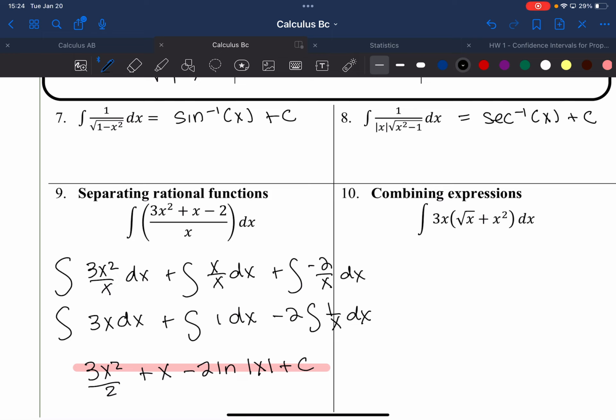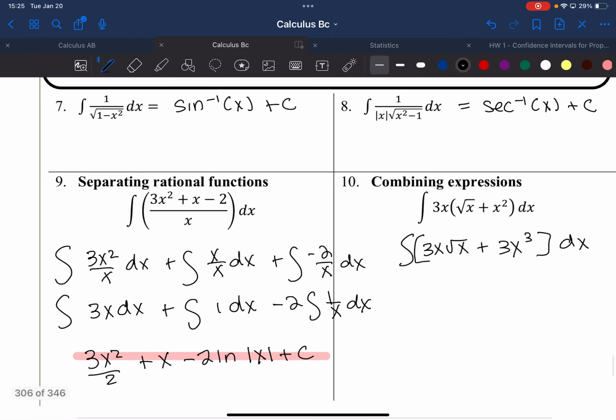If I combine them, that's the same as distributing that 3x inside the parentheses. So this would be the integral of 3x times the square root of x, plus 3x cubed, because 3x times x squared, and that whole thing times dx. So I could say this is 3.